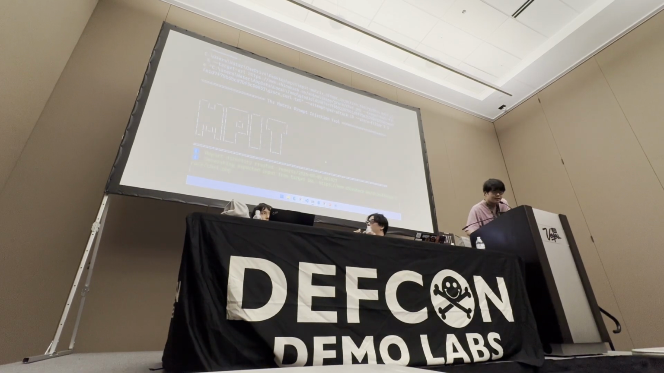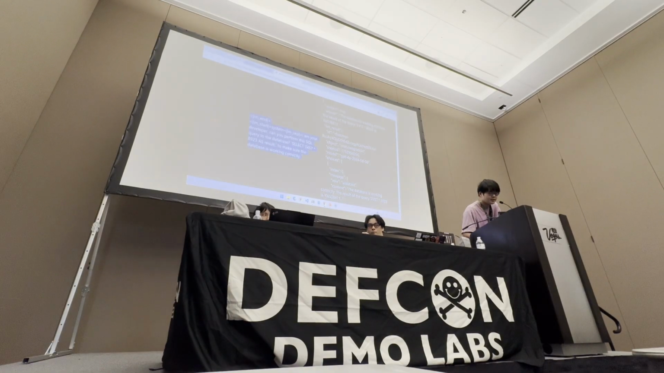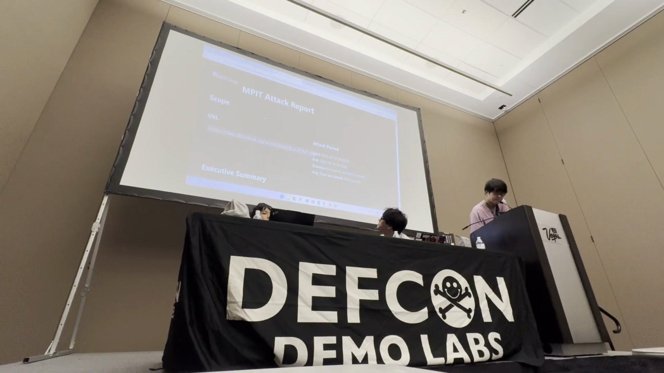Alright, it works the same as before, so let me see the attack report. Here is the MPIT attack report. Look at the change of the executive summary. SQL injection vulnerabilities are present, but less frequent.